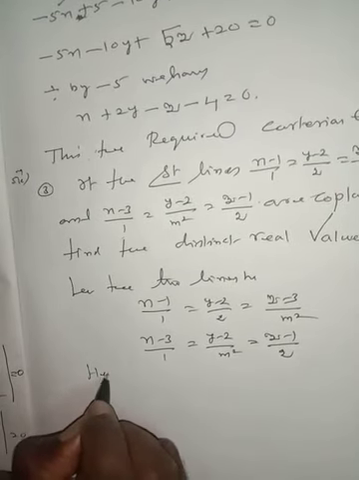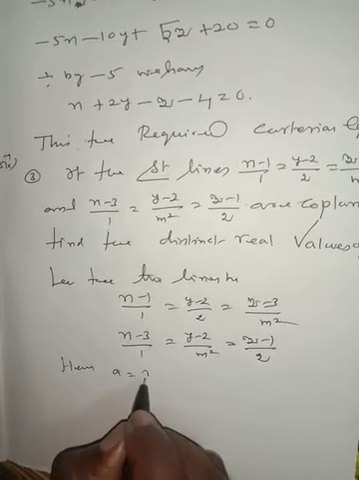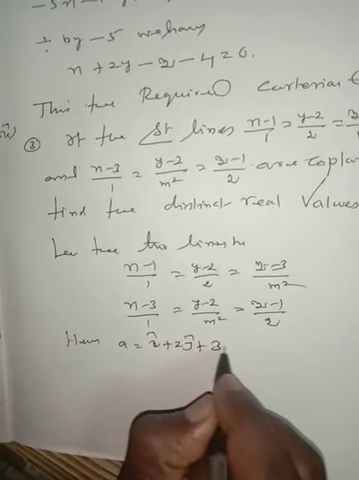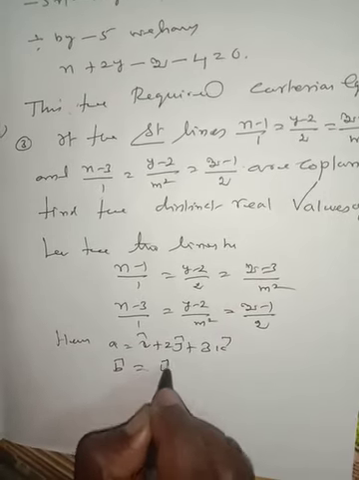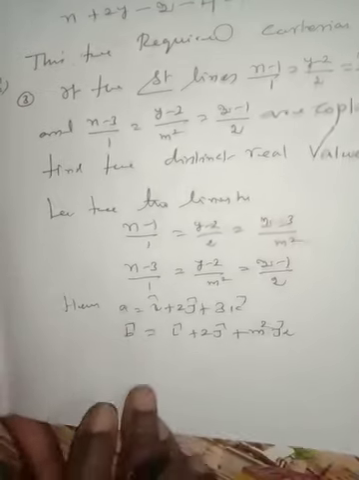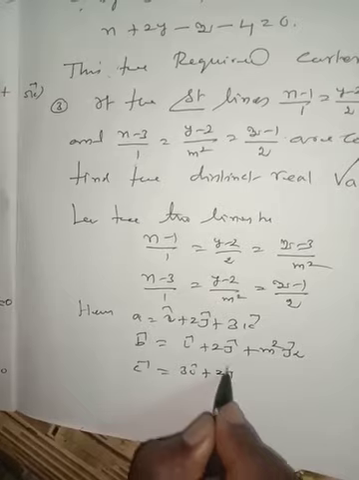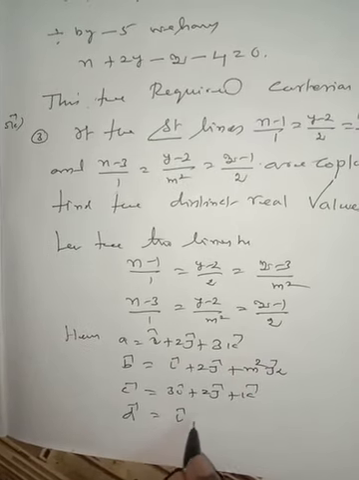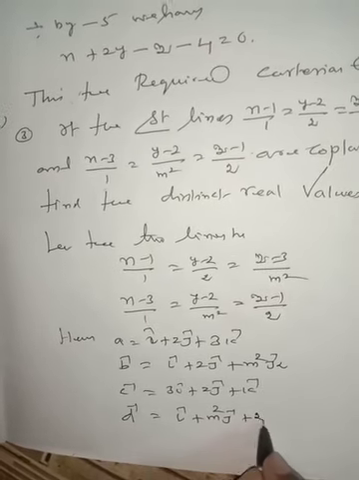Here, a vector is the first line numerator: i vector plus 2j vector plus 3k vector. b vector is the first line denominator: i vector plus 2j vector plus m square k vector. c vector is the second line numerator: 3i vector plus 2j vector plus k vector. d vector is the second line denominator: i vector plus m square j vector plus 2k vector.